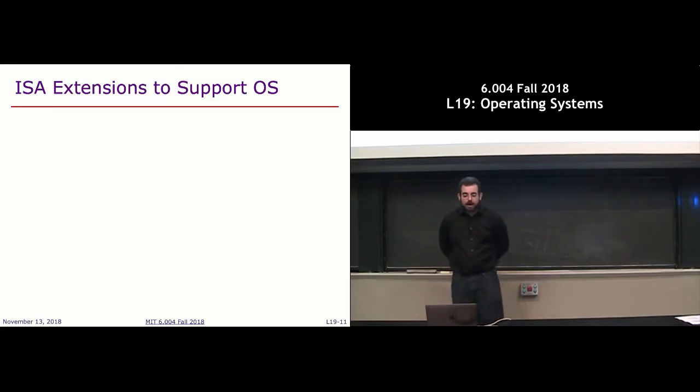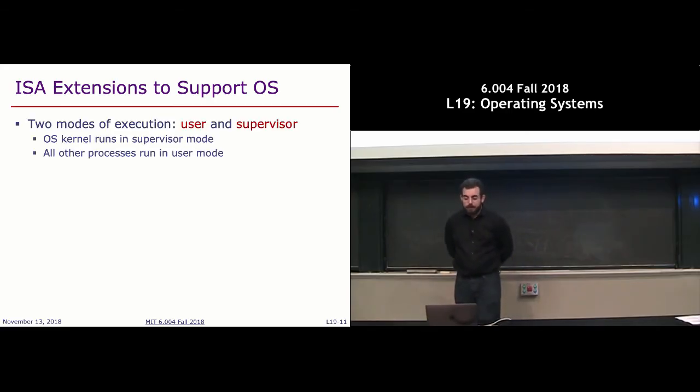More specifically, there are 4 different ISA extensions that we're going to see over the next 3 lectures, that we're going to introduce to support operating systems and to support these process-level virtual machines. The first one is that we're going to change our processors to have 2 different modes of execution, user and supervisor. So only the OS kernel is going to run in this special supervisor mode, and all other processes are going to run in user mode.